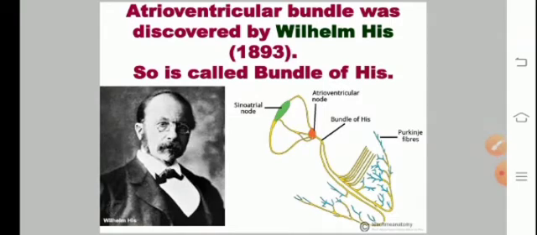The atrioventricular bundle, or bundle of His, was discovered by Wilhelm His in 1893. So it is known as bundle of His.